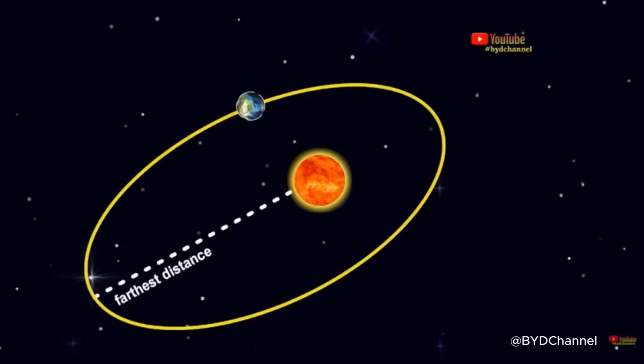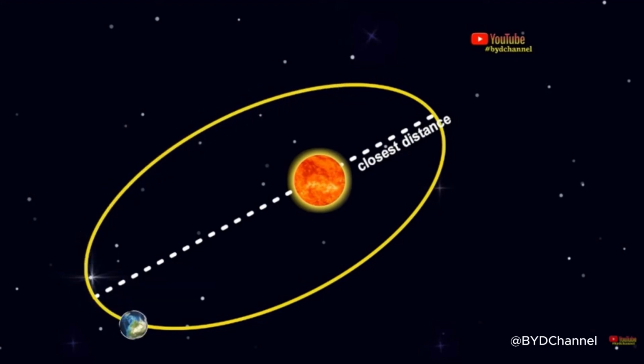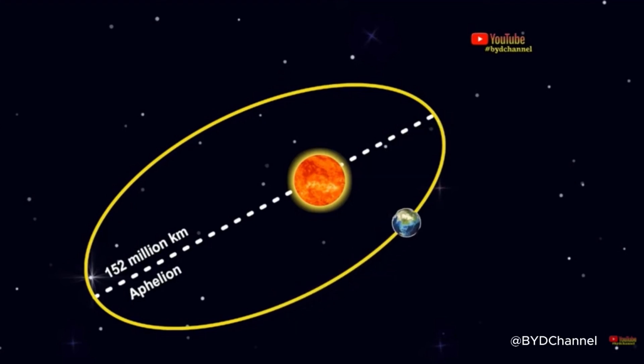When the northern hemisphere tilts toward the sun, it's summer there, even though Earth is actually at aphelion, which means farthest from the sun. When the northern hemisphere tilts away from the sun, it's winter there, even though Earth is actually at perihelion, closest to the sun.